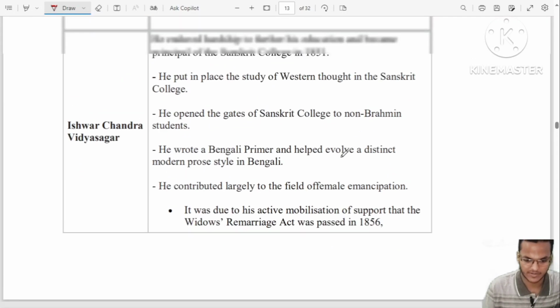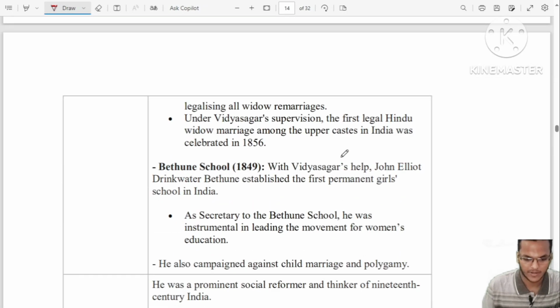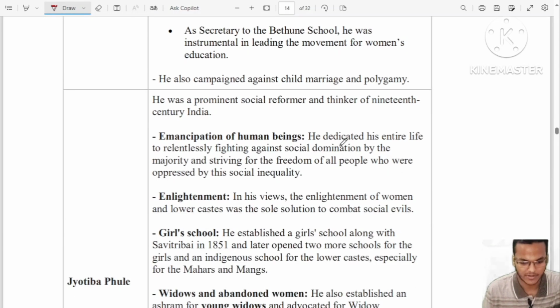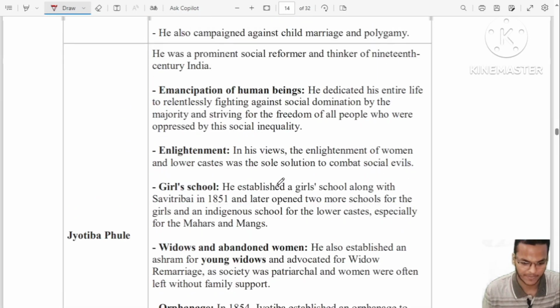Then comes Ishwar Chandra Vidyasagar. Here the most important point is the Bethune School. John Elliot Drinkwater Bethune, who was the secretary of Bethune School with Vidyasagar, established the first permanent girls' school in India.